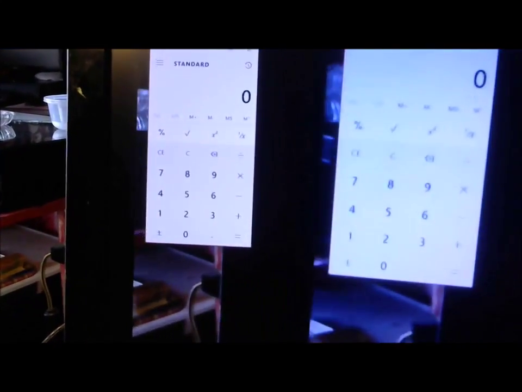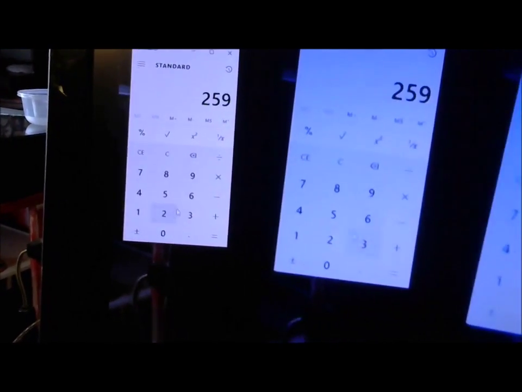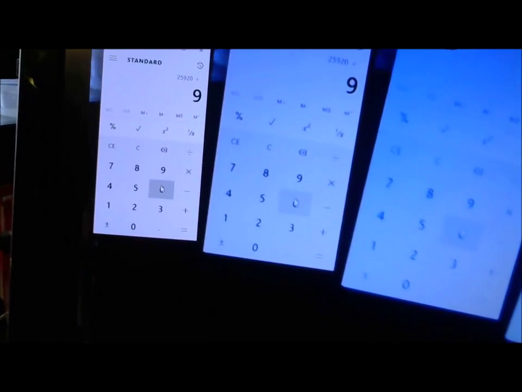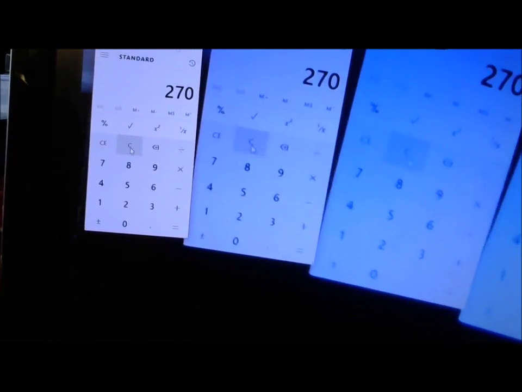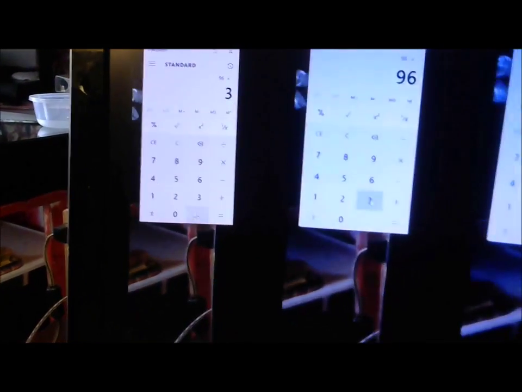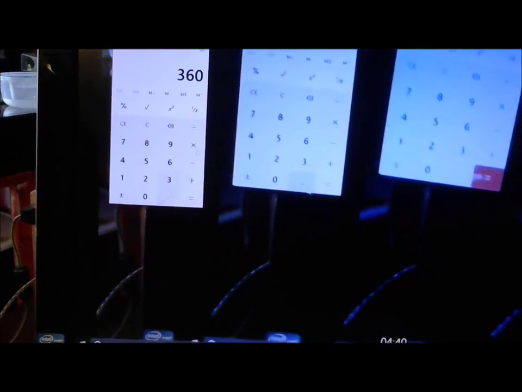Okay. See, 25,920 divided by 96 equals 270. That's 3/4. Okay, that's 3/4. We're going to calculate it. Now what we're going to do is this number over here. 96 times 3.75 equals 360.